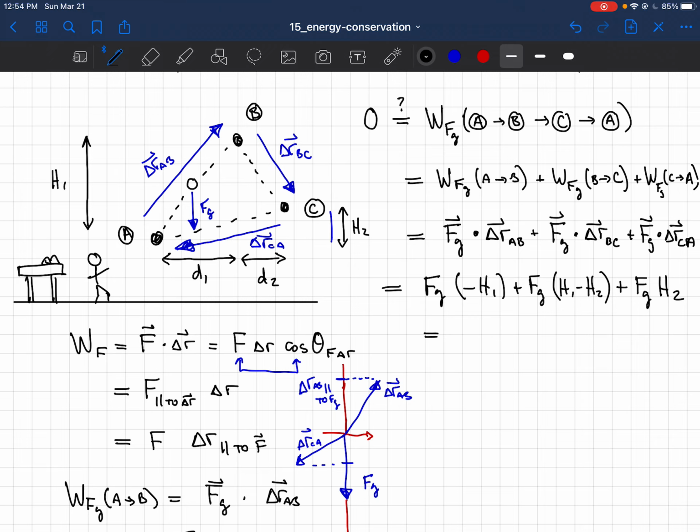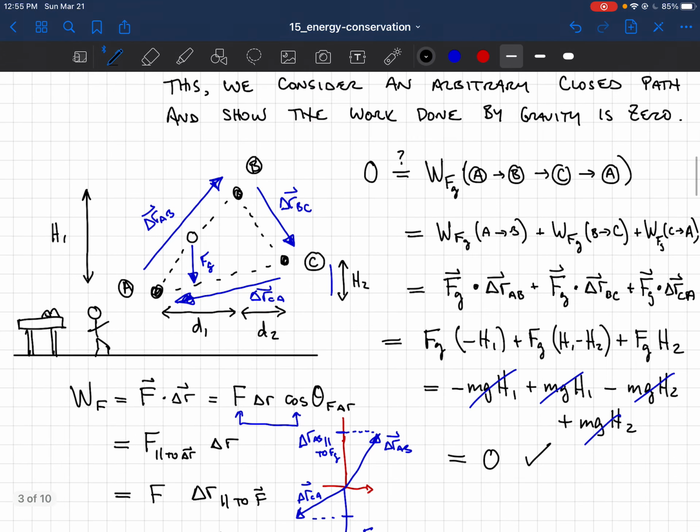So what do we get? We get, let's write it as mg now, minus mg H1 plus mg H1 minus mg H2 plus mg H2. And it all works out very nicely. They all cancel out.